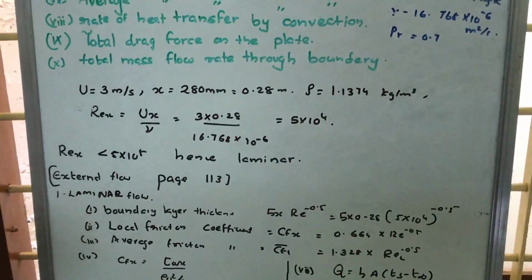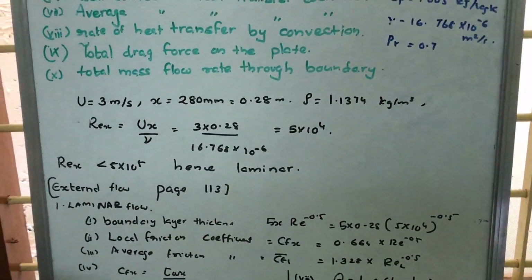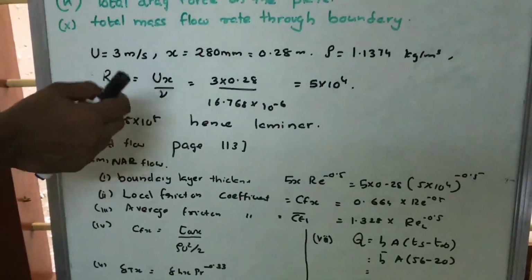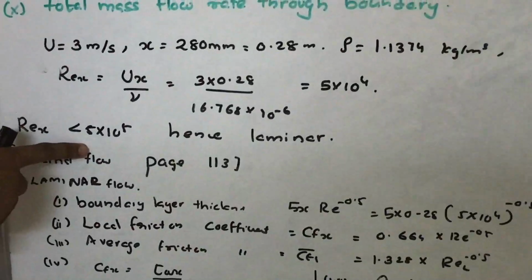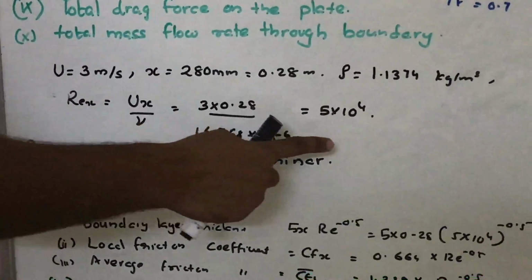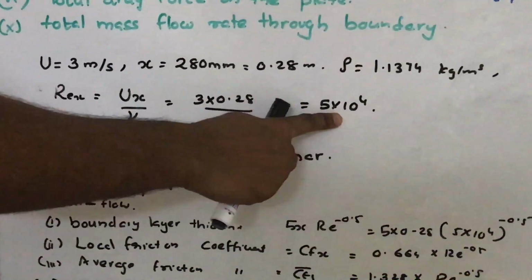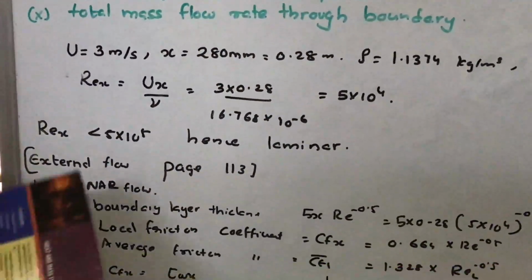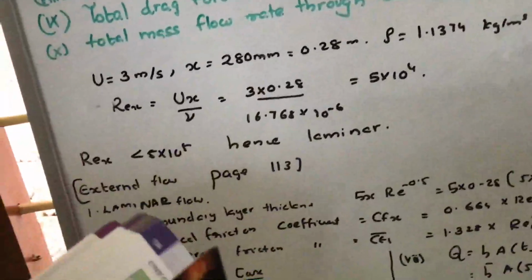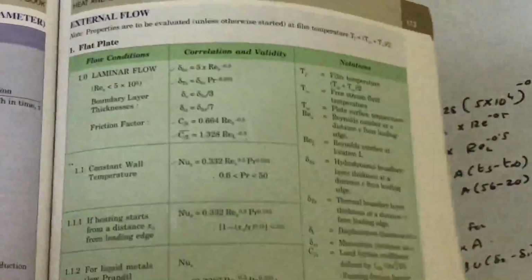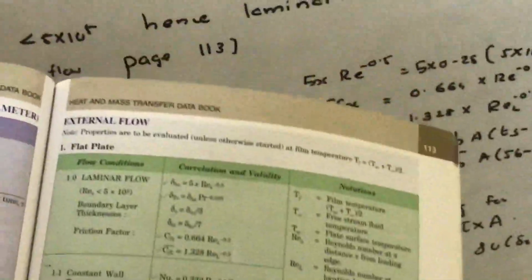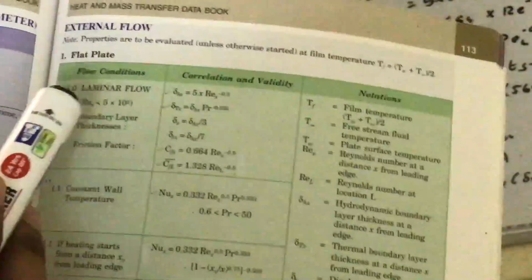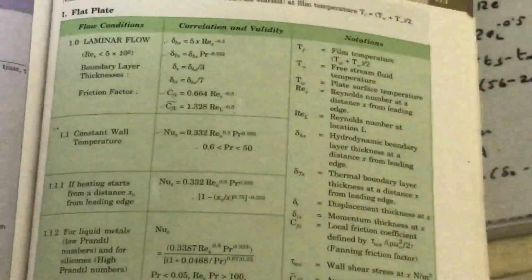The flow will be laminar up to a Reynolds number of 5 into 10 raised to 5, and after that it is turbulent. Anyway, our Reynolds number is 5 into 10 raised to 4. That means the flow is laminar. So at page number 113, external flow is given, and it covers the flat plate. In our case it is a flat plate, and for laminar flow everything is given.